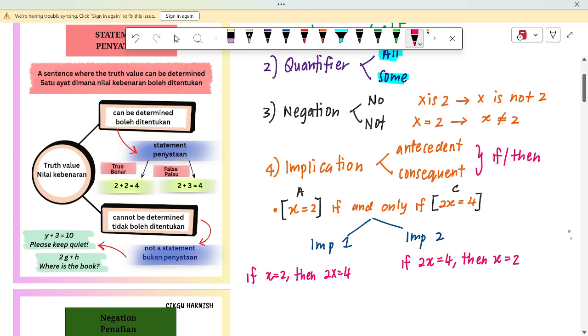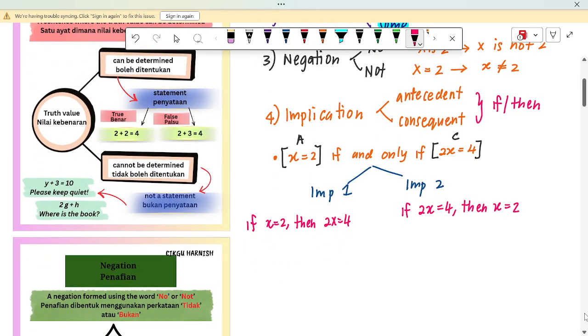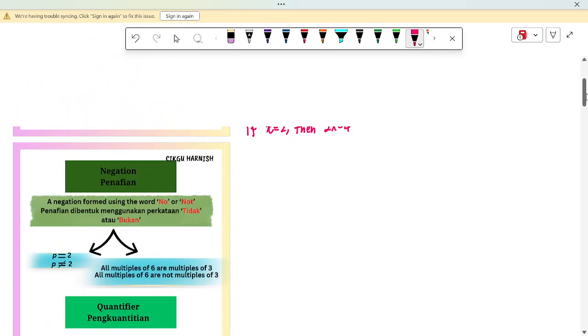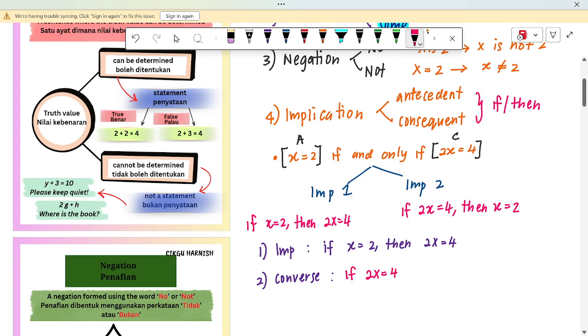Okay, next. Implication is also divided into another 4 parts. The first is the original implication. I'm writing short form here, using the same one: if x equals 2, then 2x equals 4. So this is our original implication. Second one, we are going to talk about converse. For converse, we are just going to flip them, similar to our implication 2: if 2x equals 4, then x equals 2.